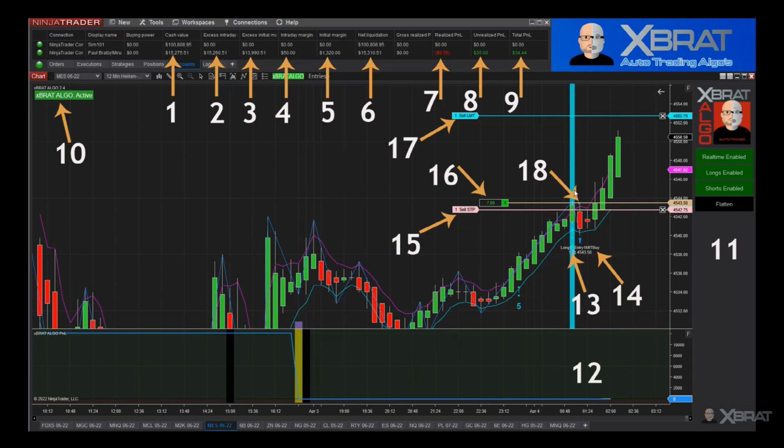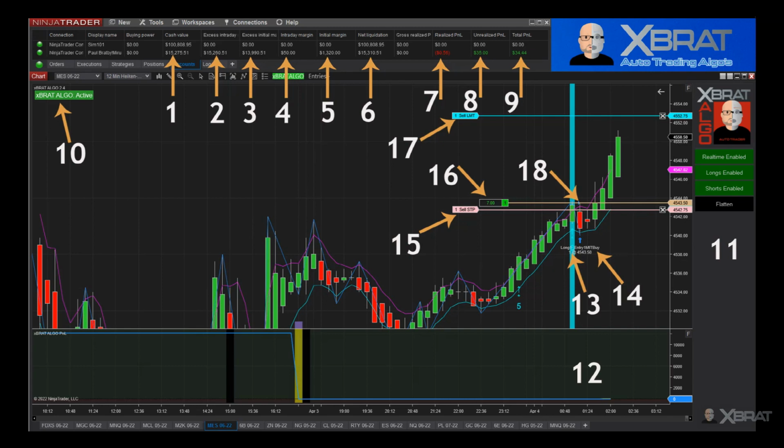So number six is the net liquidation. So the value, if you were to flatten right now, that's the value of your account if you were to flatten that trade right now. So number seven is the realized P&L. So at this moment, the NinjaTrader has taken 56 cents from your account to take you into this trade. Okay, that's their cost for that trade. So at the moment in time until this account closes, you're actually in loss by 56 cents.